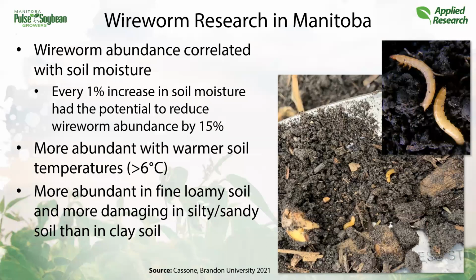From 2018 to 2020, MPSG funded a research project through Brandon University to investigate wireworms in a bit more detail. So some interesting tidbits are that the abundance correlated directly with soil moisture, where more moisture meant fewer wireworms. For every 1% increase in soil moisture, wireworm abundance in the field decreased by 15%. They were also more abundant in soils above 6 degrees Celsius and in fine, loamy soil types rather than in clay soils.